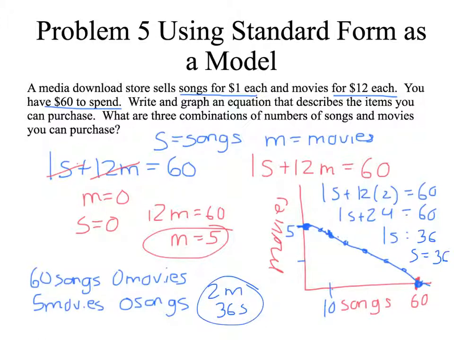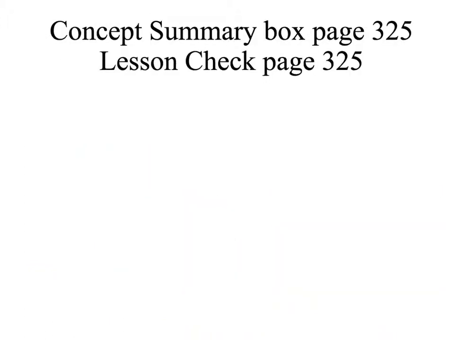So this is mostly where we use standard form, and these kind of equations are going to be really, really big in chapter 6. Okay, if you look on page 325, there's a concept summary box. It kind of shows you all 3 forms we've done: slope-intercept, point-slope, standard form, all graphed on one graph, and it kind of gives you the same equation, just 3 different ways. And then check out the lesson check on page 325, and we'll go over those tomorrow.